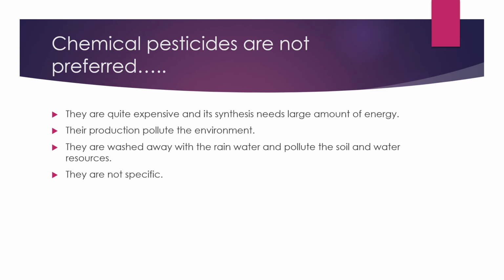And when we apply these chemicals on the plants, there is a possibility that these chemicals are washed away with the rain water and pollute the soil and water resources. Since they are non-biodegradable, they remain in the soil, and if they are added to water resources with rain water, they are harmful to the plants growing in the water and the aquatic creatures living there. And another thing, they are not specific; they are common for all kinds of pests and so on.